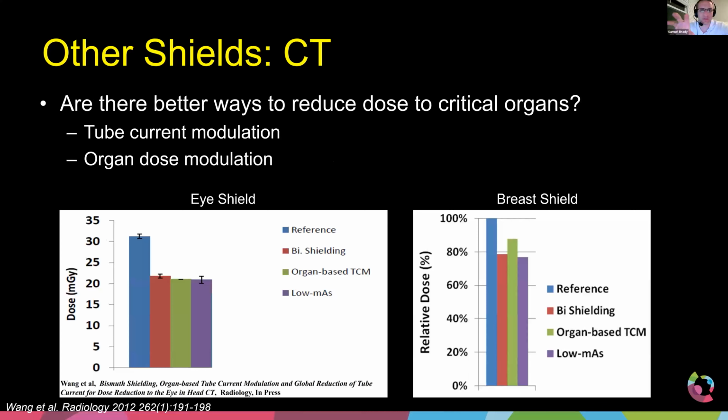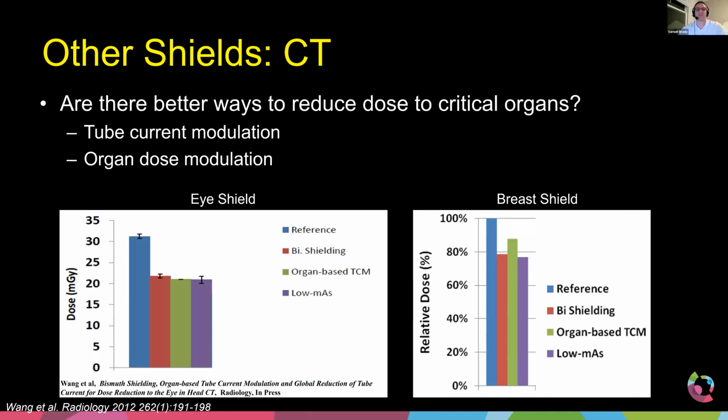Are there better ways to reduce dose in CT? The answer is yes. A publication came out from Wang and some of his colleagues at Stanford University. They looked at standard chest CT; this is the eye and this is the chest. The blue is just a standard, no shields, normal imaging technique. And then the red is if you actually place the bismuth shield in place. And then there is the green, which allows for organ-based tube current modulation.